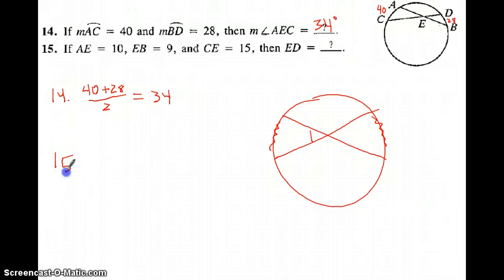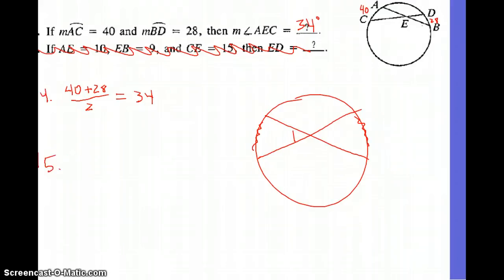15, if AE is 10, oh, wait, I can tell right now. This is one of those problems we're not doing. This is about the segment lengths in a chord situation. It's actually very cool. I wish we were doing it, but we're not.